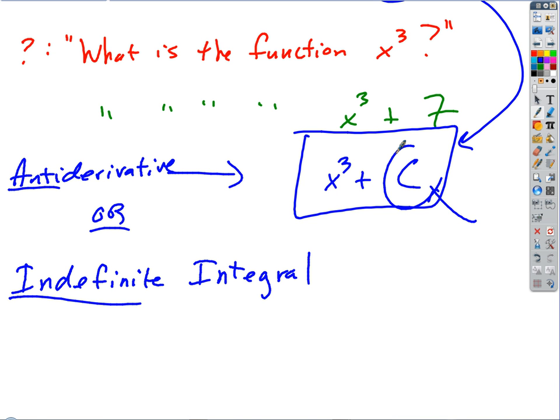Okay, so then, if we want to be a little bit fancier about this, and of course we do, we can use this to solve a new class of equations called differential equations.